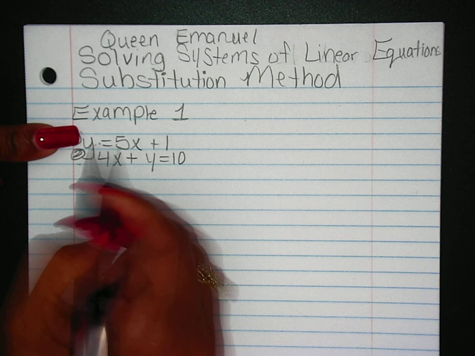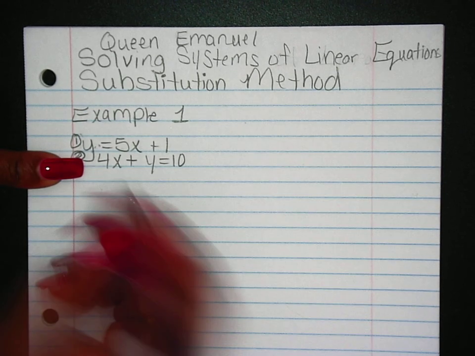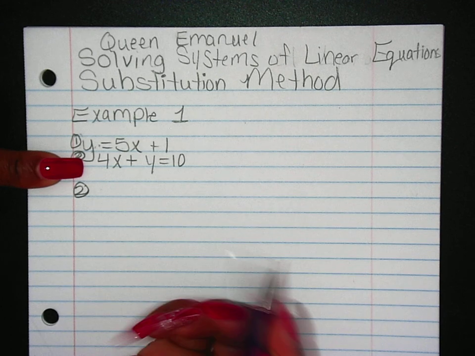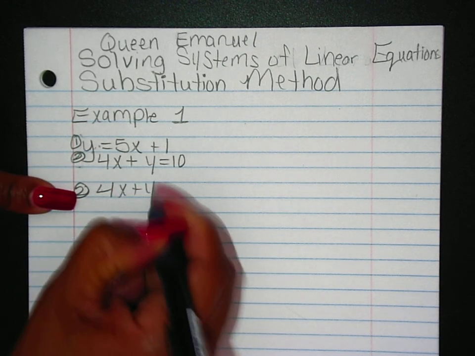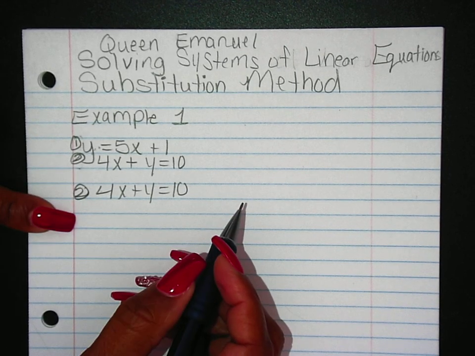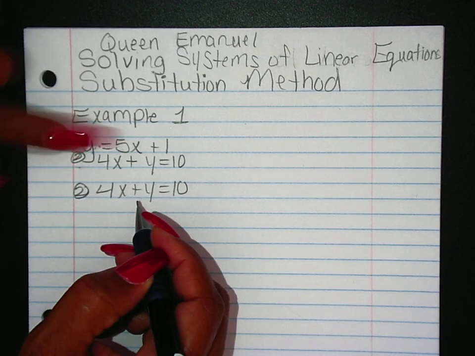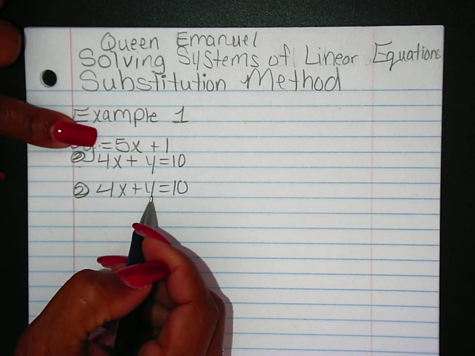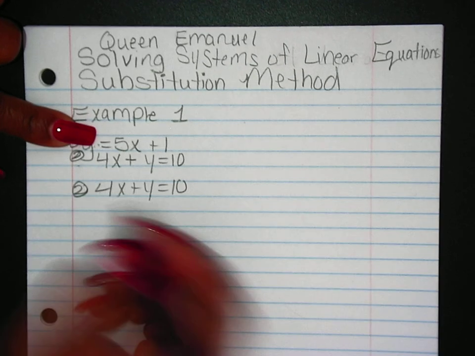Since in equation 1 I already have y solved for, I'm going to take the second equation. I'm going to rewrite it so I can know which equation I used. I'm going to write 4x plus y equals 10. Write the original. Now I'm going to substitute in. So it says y equals 5x plus 1. So in this equation, instead of writing y, I'm going to write 5x plus 1.